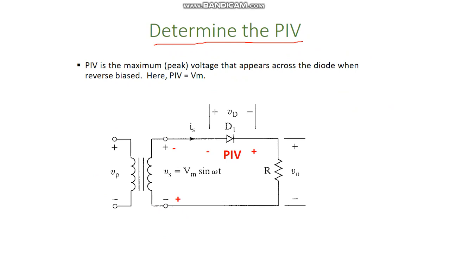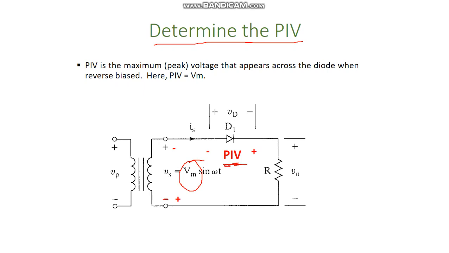Now determine the peak inverse value. A peak inverse value is the maximum value that appears across the diode when it is reverse biased. Therefore, whatever the value of this VM, or the voltage VS supplied over here, that will be the value of the peak inverse value of the diode.